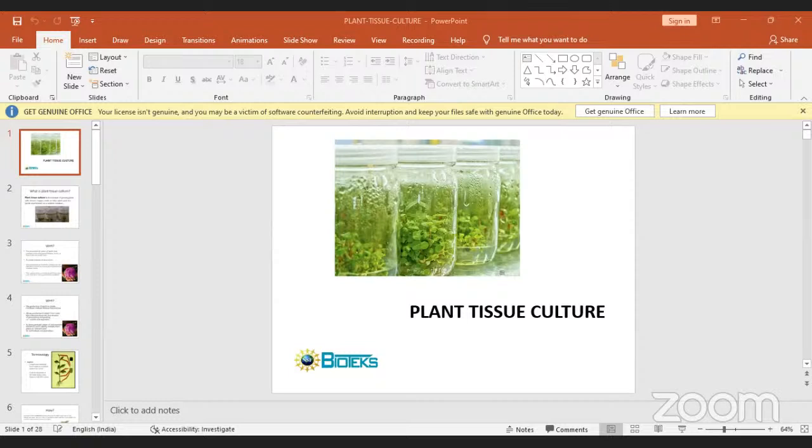One most important thing: through tissue culture we produce secondary metabolites. Why do plants produce secondary metabolites? So these are the secondary metabolites in plant cultures, applications, and production.